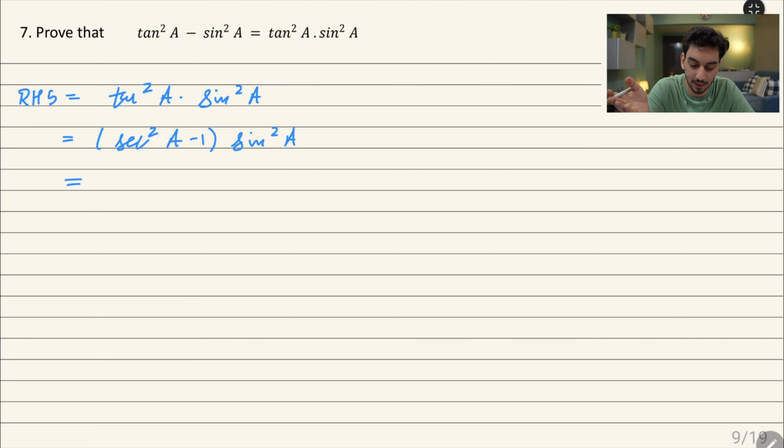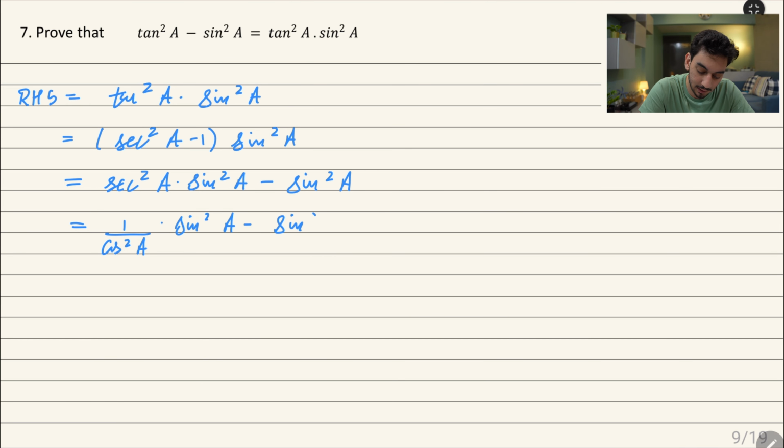We'll open up the bracket and the sine square A goes with both of the terms. So it becomes sec square A times sine square A, and then sine square A times 1 is sine square A. Now the sec square A can be written as 1 upon cos square A. So it is 1 upon cos square A times sine square A minus the sine square A. Now the first term, which is sine square A upon cos square A, is basically tan square A, and then minus the sine square A.